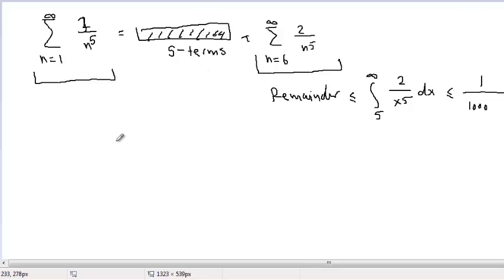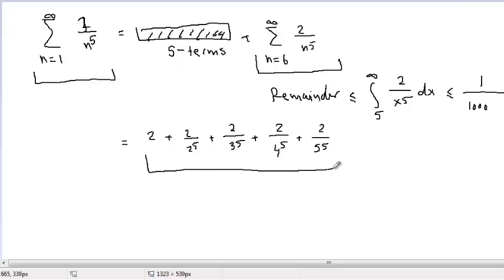But what are the first 5 terms? Let's write them out. The first term, 2 over 1 to the 5th, is just 2. The second one is 2 over 2 to the 5th. Then I have 2 over 3 to the 5th. Then I have 2 over 4 to the 5th. And I have plus 2 over 5 to the 5th, right? So here I have the first 5 terms. And again, I can use a calculator to find the sum of these first 5 terms, and that will be my approximate value within 3 decimal places.